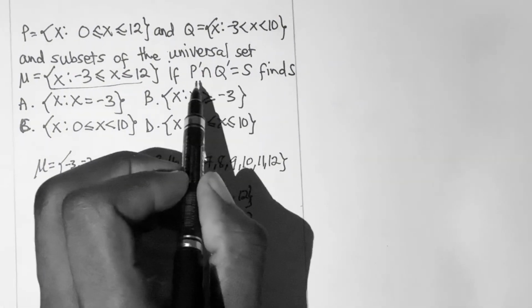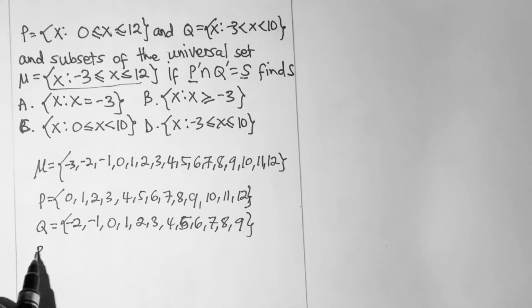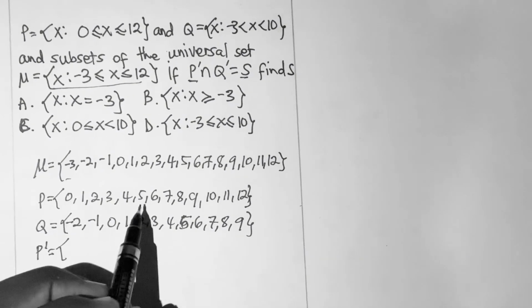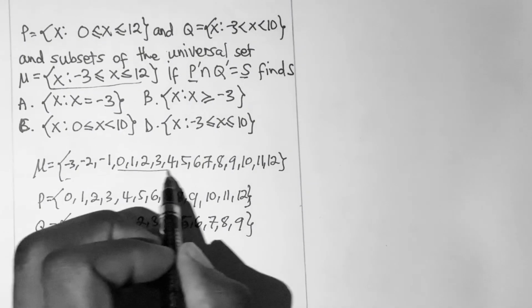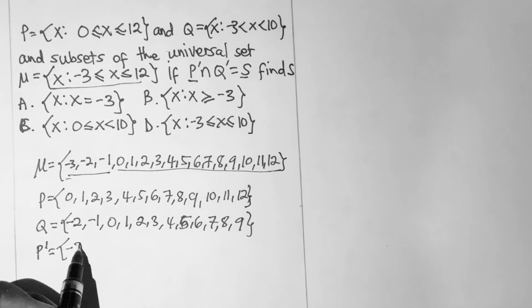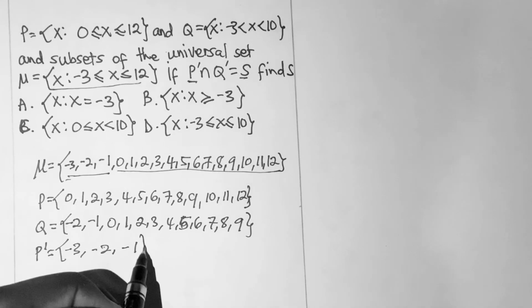So we are supposed to find S. However, let's find P prime first. So what is P prime? P prime is all the elements in the universal set that are not in set P. But we know that set P starts from 0 to 12. So P prime is minus 3, minus 2, and then minus 1.